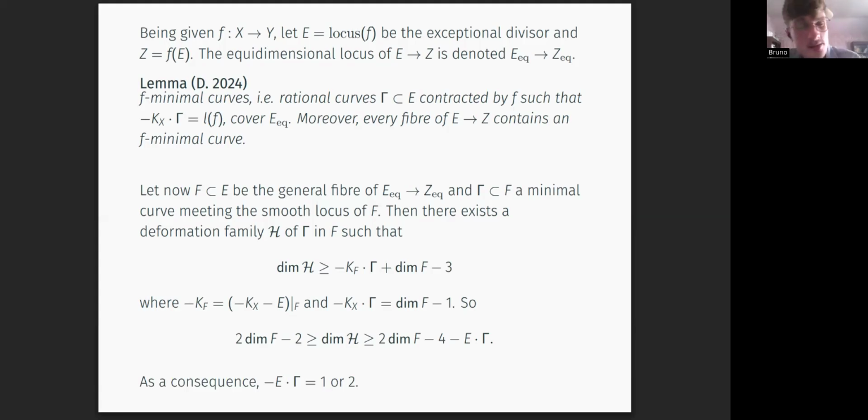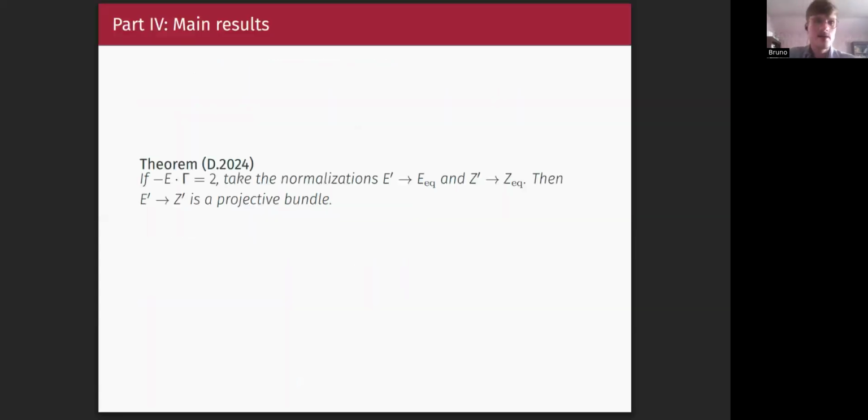Okay. So let's carry on. In the second case, not the first case, in the case where minus E against gamma is equal to 2, then what I need to do is consider the normalization of the equidimensional locus and the normalization of its image.